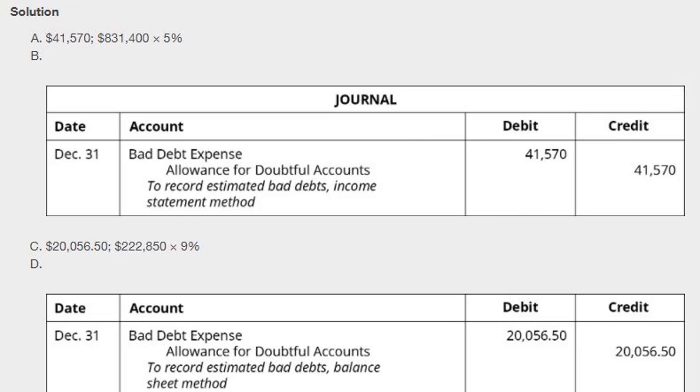Well, if you credit the allowance for doubtful accounts by either $41,570 in answer B, or $20,056.50 in answer D, if you are creating a negative asset, you are reducing the value of your assets. You are not affecting liabilities, and therefore the value of the company is going to go down. That would be a debit to the value account called expense. And that is the most complicated concept in chapter 9.